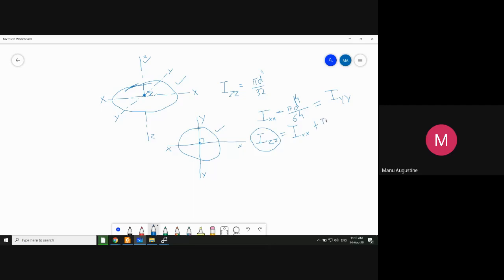And since Ixx and Iyy are both the same quantity, pi d raised to power 4 by 64, I can say that my Izz would be twice of pi d raised to power 4 by 64, and that will give you pi d raised to power 4 by 32.